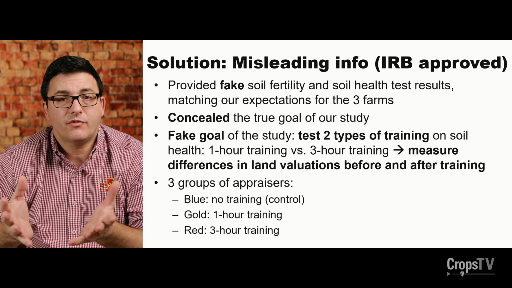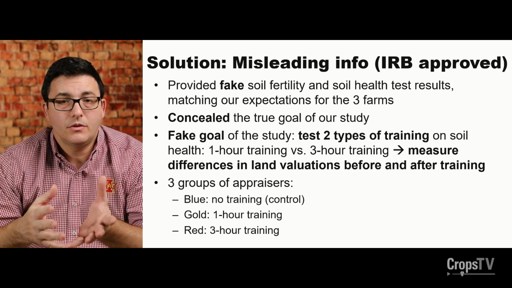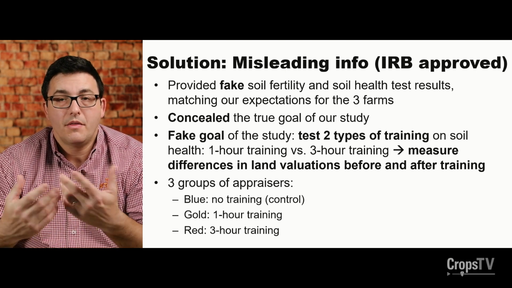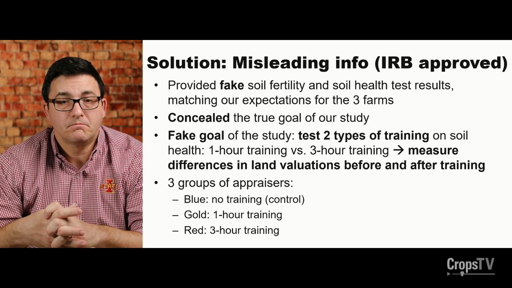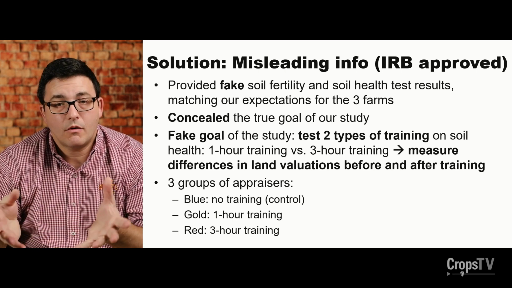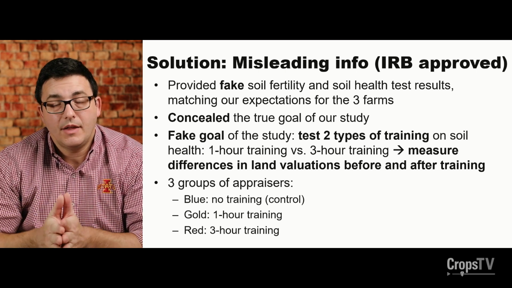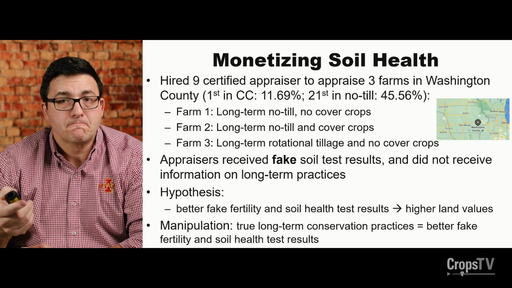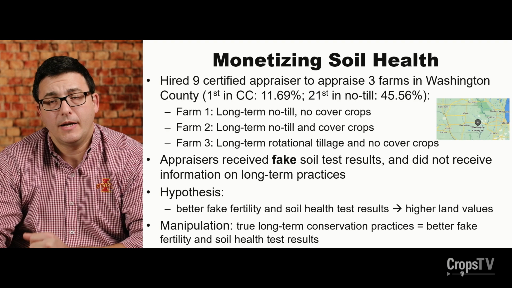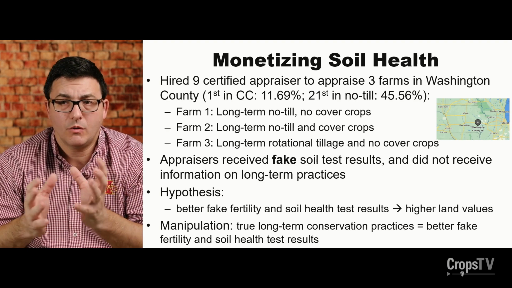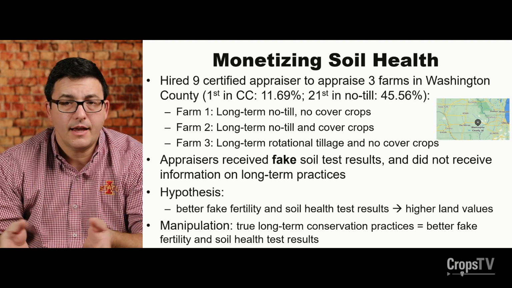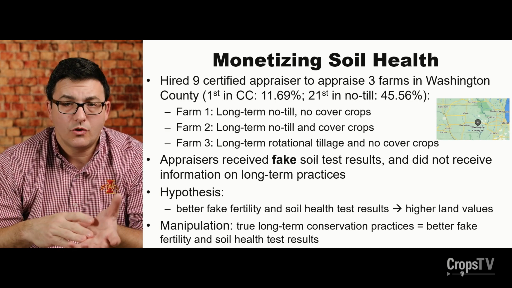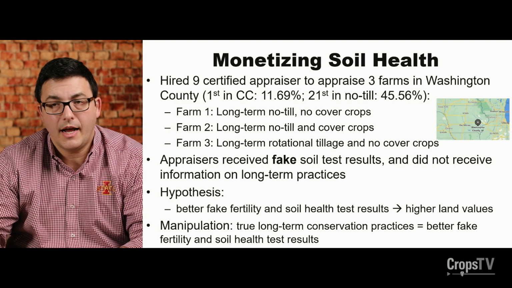We had 3 groups of appraisers. The blue team had no training at all, so that was our control group. The gold team, we provided 1-hour training, and a red team that we provided 3 hours training for. The short training, the 1-hour training, was mostly on soil fertility tests. The 3-hour training included both soil fertility tests and soil health metrics.